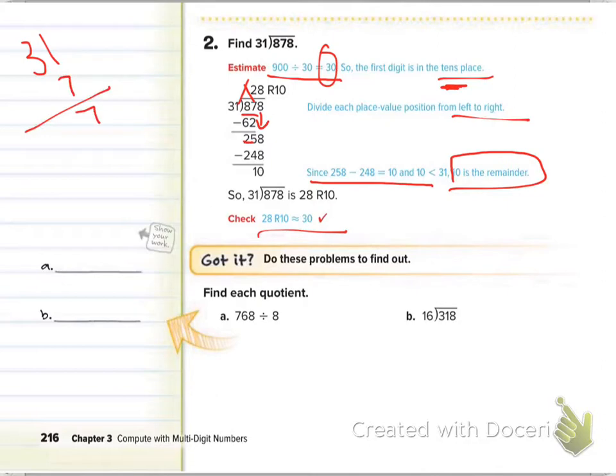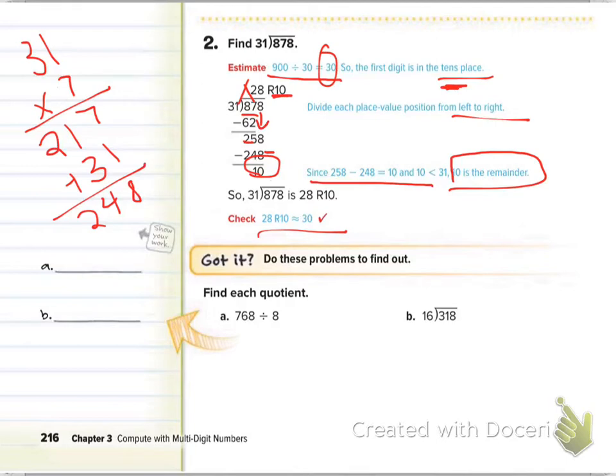31 times 7, that gives me 217, plus 31 more. See how far we can go. 248. Well, I know I can't go any more because 30 more is going to push me over that 258. So it's all guess and check. So 258 subtract 248, you have 10 left over, but there's no more numbers to bring down, and we're not working with decimals right now, we're working with remainders. So our answer is 28 with a remainder of 10.